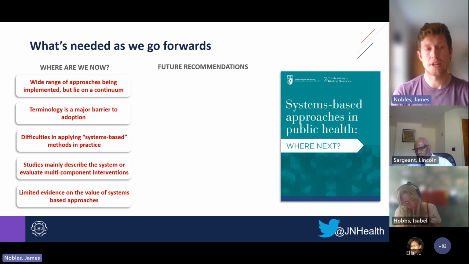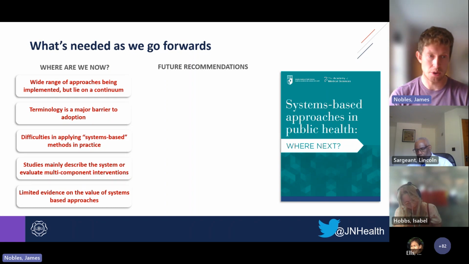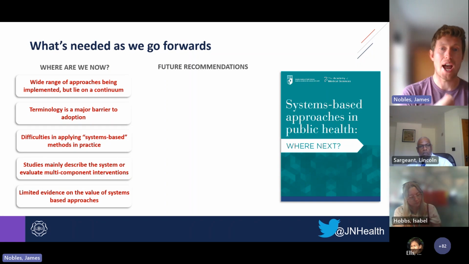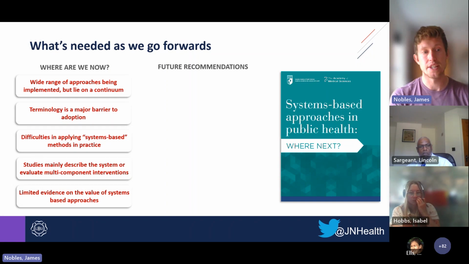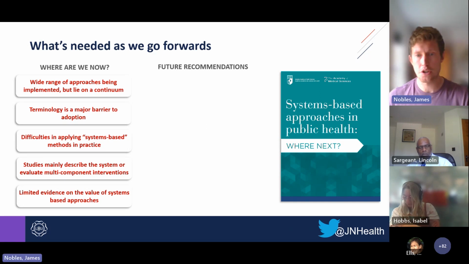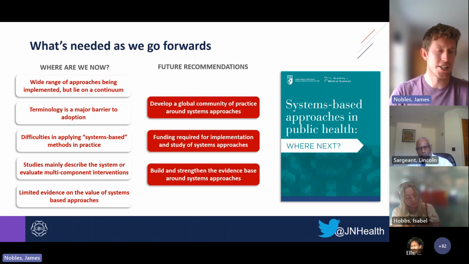And the last point here is that where we are right now is that there's limited evidence as to the value of systems-based approaches. Now, that's not to say that they're not valuable. It's just to say that we haven't yet got the evidence to help us understand this a little bit more. But it was the future recommendations for me that were probably the most interesting bit of this report. And hopefully a lot of these feel quite commonsensical to everyone here.